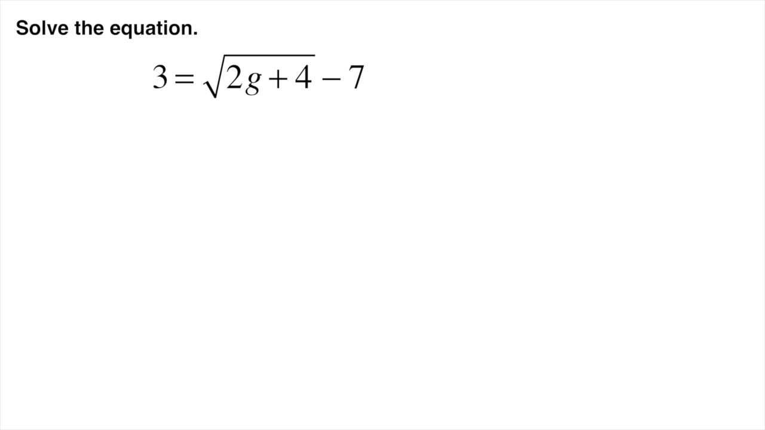We're trying to solve this radical equation right now. So we're trying to find the value for g, okay? Now, anytime we're dealing with a radical equation, the very first step is to get the radical expression all by itself. So we want to isolate that radical.